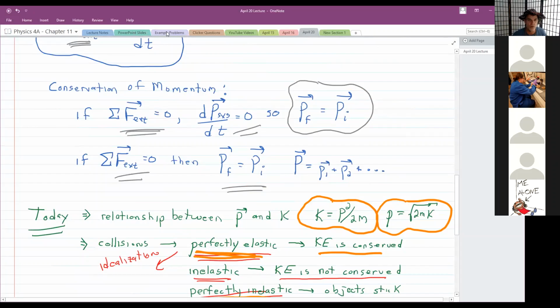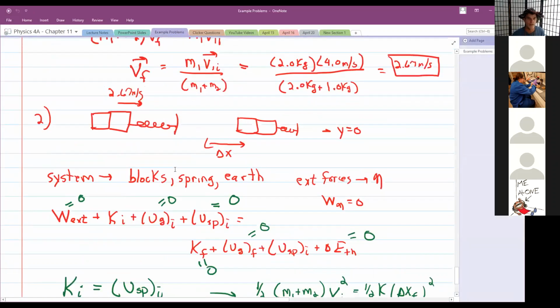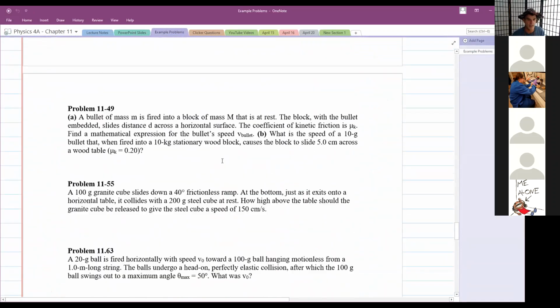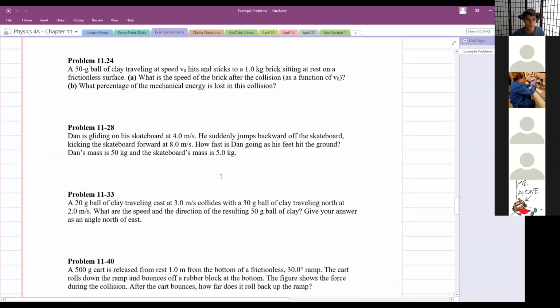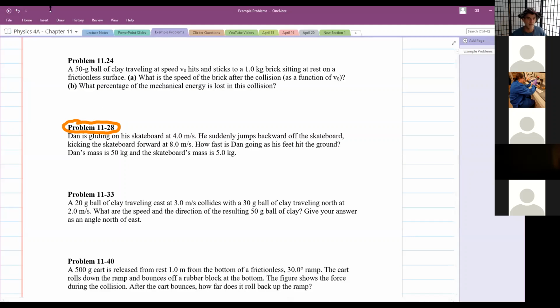Okay, so let's do one more example problem. Which one do I want to do? Let's do problem 1128. And just so you know, this is the level of the problems that you would see for conservation of momentum for the upcoming celebration. And let me just say, I know that it's different than the level of the homework problems. Let me touch on it really briefly.